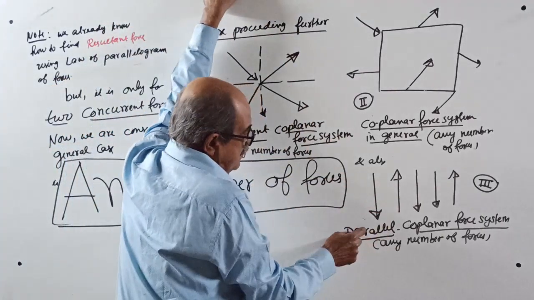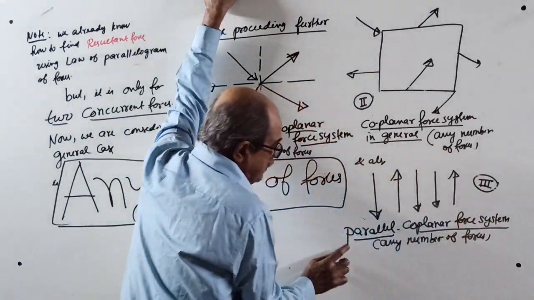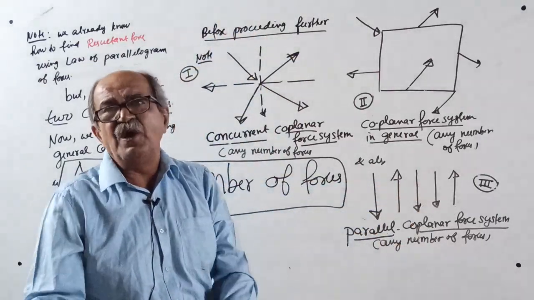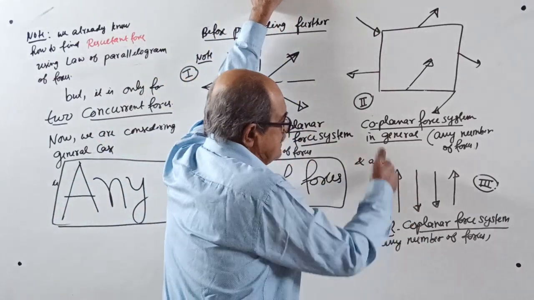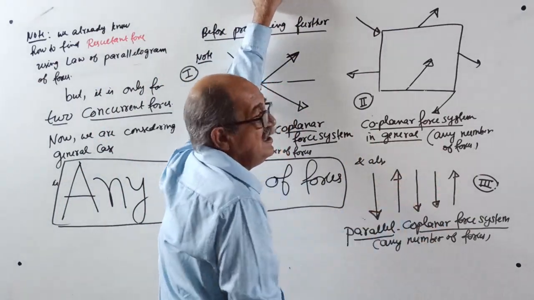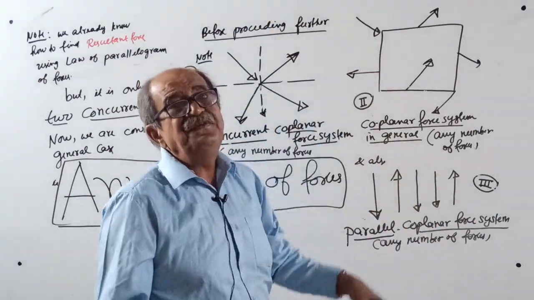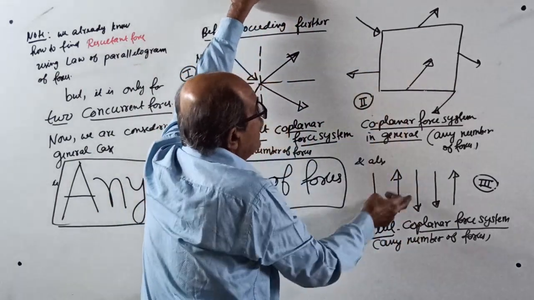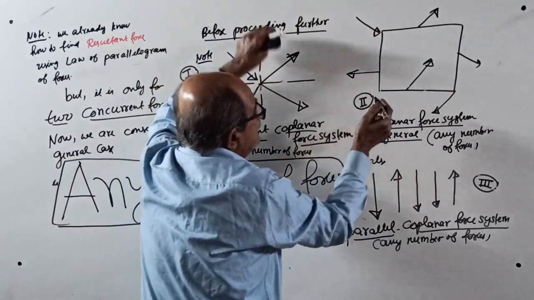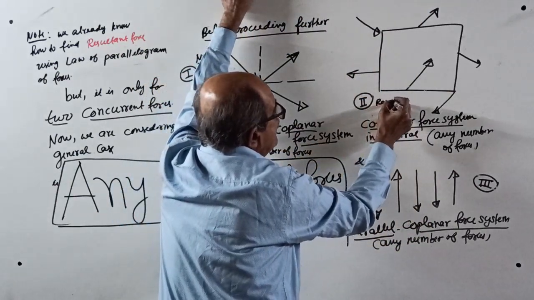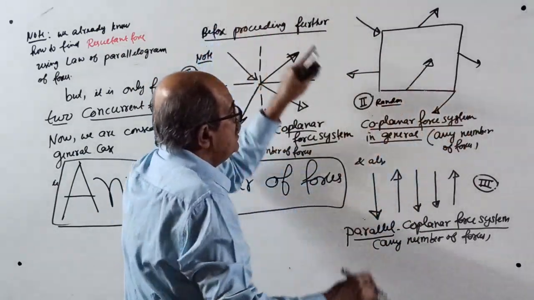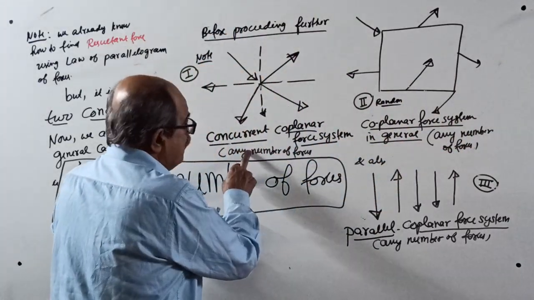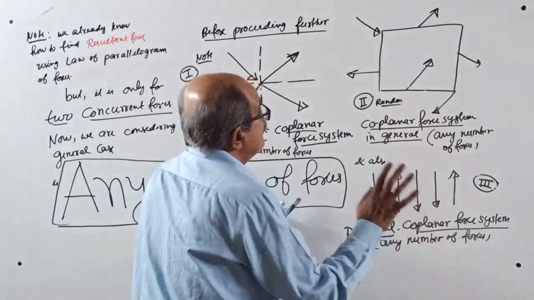This is coplanar but parallel. Of course, if all are the same, it is called parallel. Direction is not required. Parallel means line of action parallel to each other. And what is this one? This is general. No concurrent, no parallel, random. So remember, this is random. You can write here: random or general case, coplanar force system in general. All the three, any number of forces.